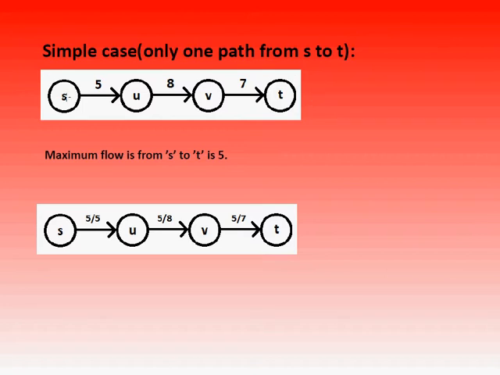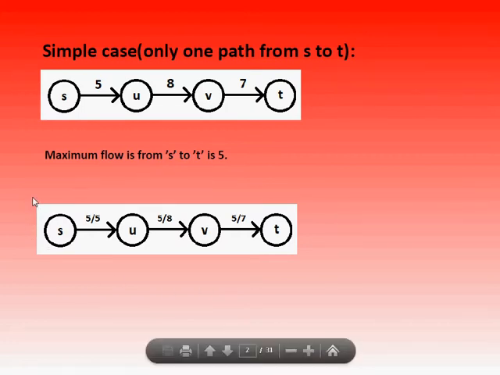As we can see, the maximum flow in this case is 5, because the lowest capacity in this path is 5. So when we set the flow on our graph, it looks like this.